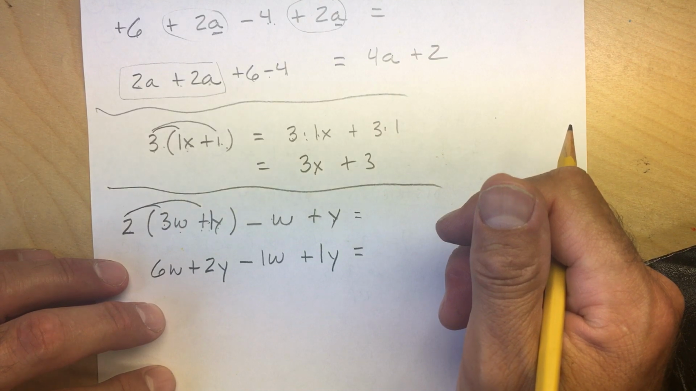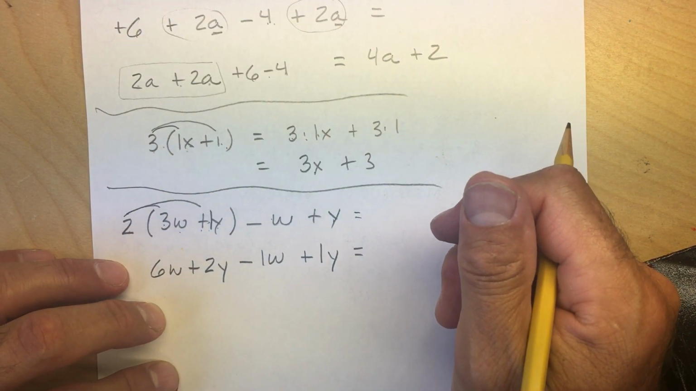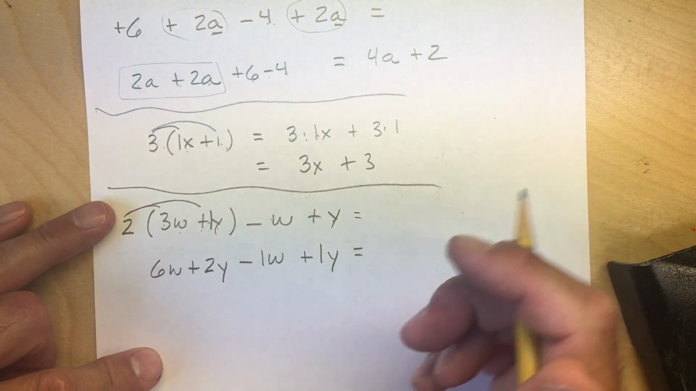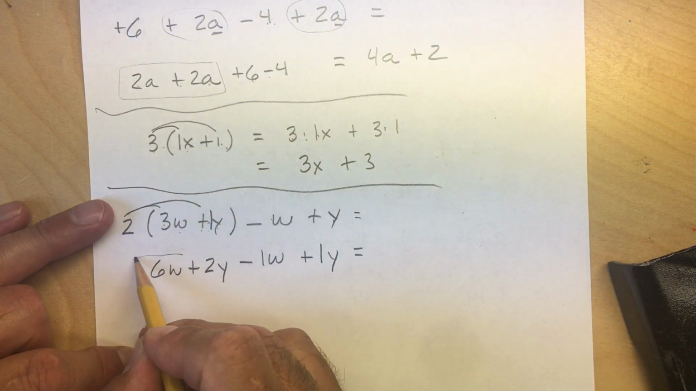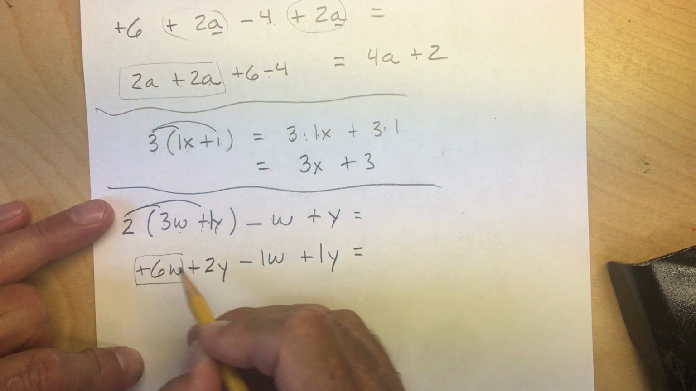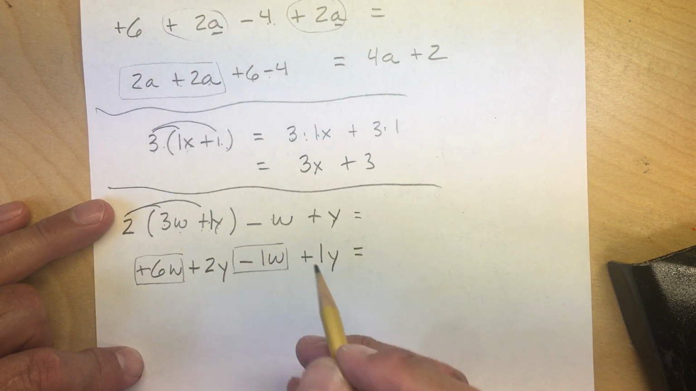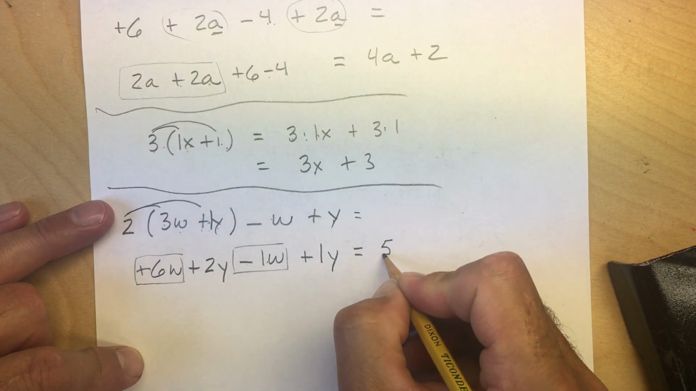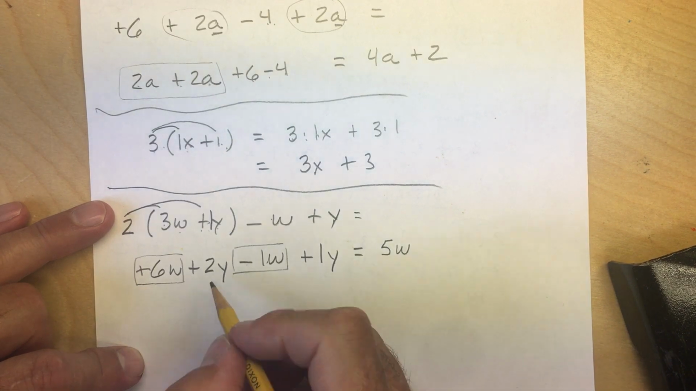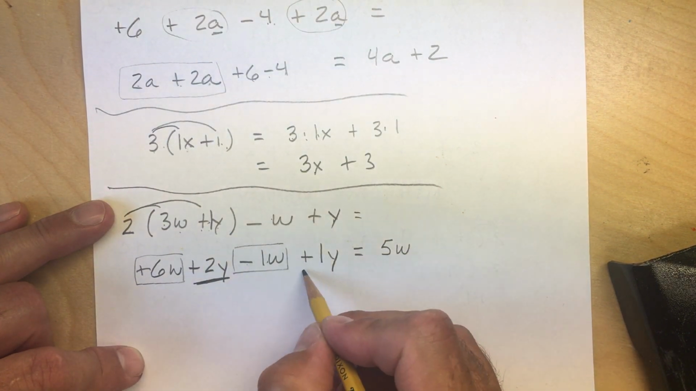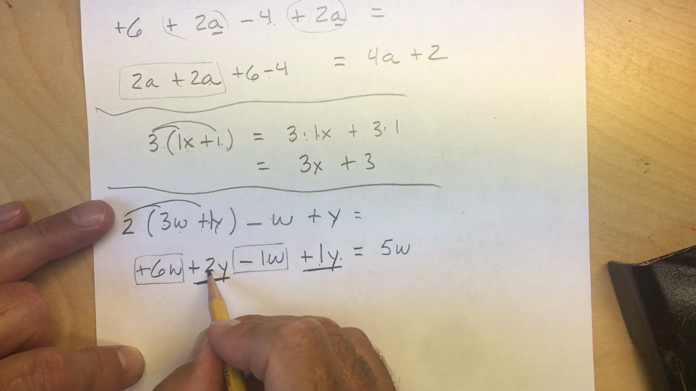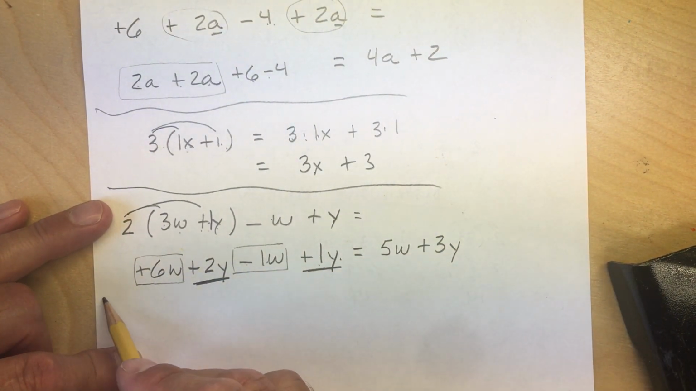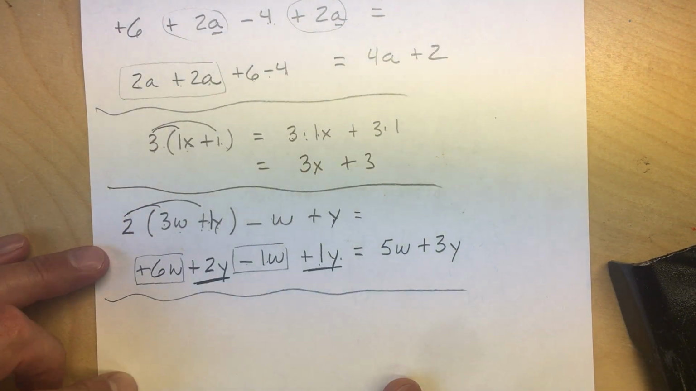Now, again, I'm going to skip a step here, and I'm just going to go through and identify all the like terms. And I'm going to do them in alphabetical order. So I'm going to start with the w's. There's a positive 6w and a negative 1w. So 6 minus 1 is 5w. And then we have a plus 2y and a plus 1y. So 2 plus 1 is positive 3y. And we have combined like terms.